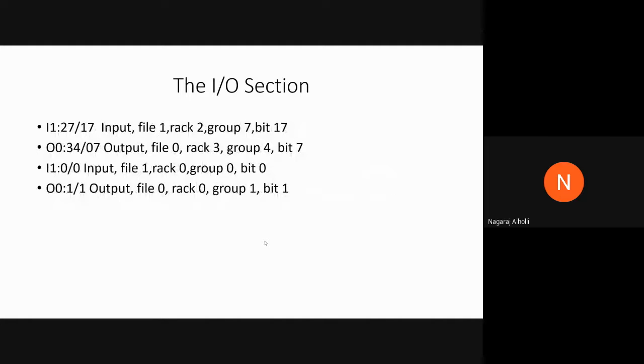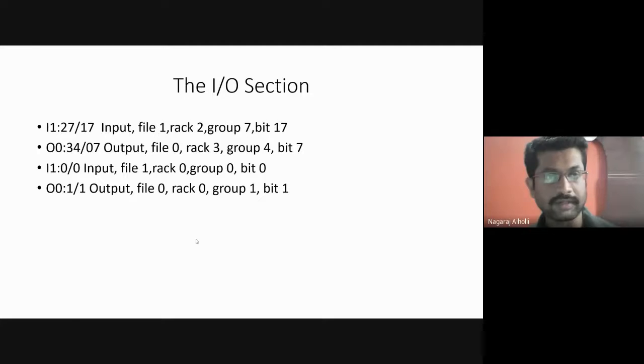This is a format in which the IO sections use the data, or are meant to store the information or the status. For example, I:1/2/7/17 means input file 1, then rack 2, group 7, then bit number 17. This is a format used by the PLCs to address, or to store, the status of the input and output devices, the field devices status.